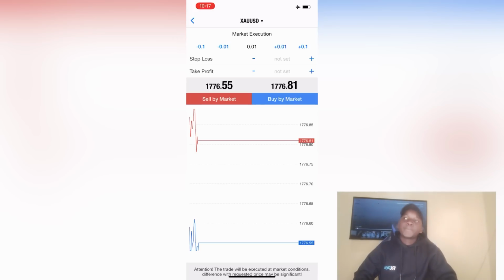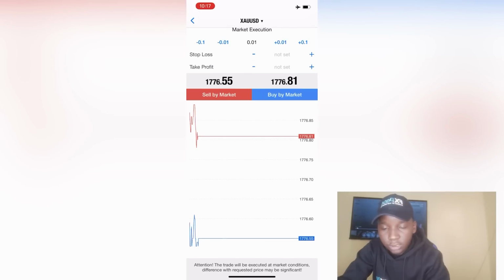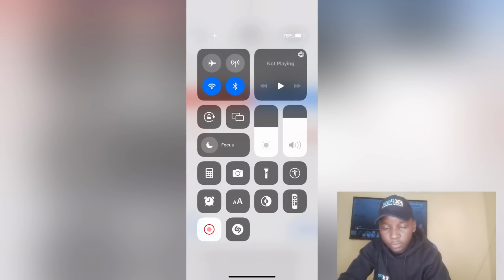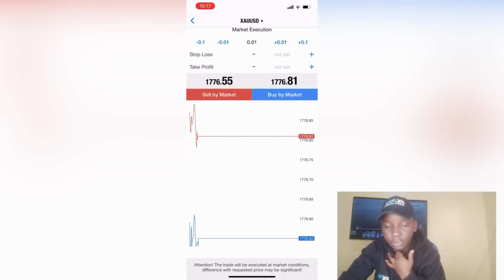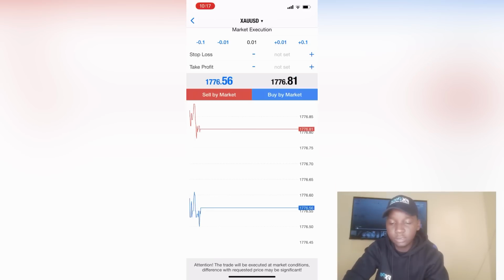So now, if I use a lot size of 0.01, it means that I have a different account size from someone who is using a lot size of 1.00. We'll see that practically. So now, for example, we are going to place two trades. For the first trade I'll use 0.01, and then for the second one I'll use 1.00. Observe this. I'm going to quickly turn off my flight mode, and then we are placing buys, just buys, both of them.